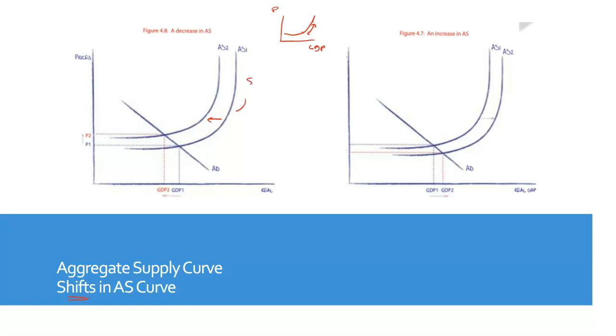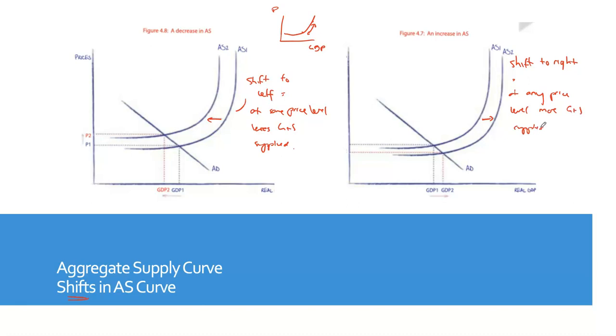So shift to left equals at same price level, less goods and services supplied. And that's a little bit messy, but I hope that makes sense. If we have a shift to the right, some factor has come along where we have a shift to right, which means at any price level, there is going to be more goods and services supplied.